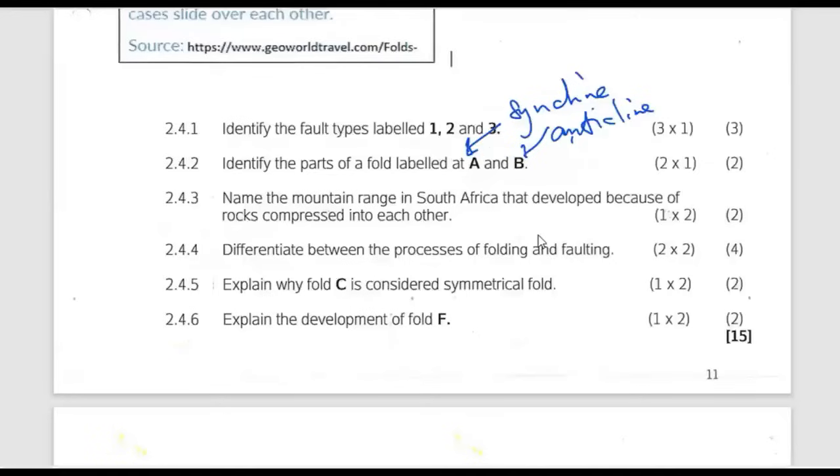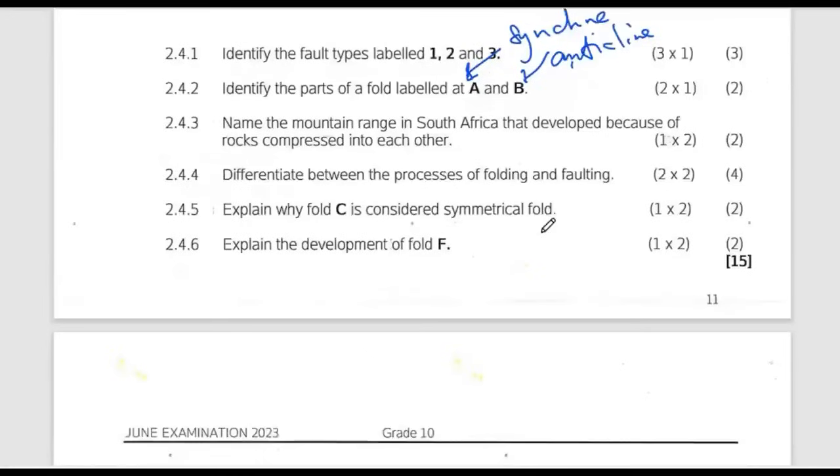Then name the mountain range in South Africa that developed because of rocks compressed towards each other. Right, we have a typically folded landscape in South Africa in the form of the Cape Fold Mountains. That is the typically folded landscape in South Africa, which is evidence of plate tectonics and the effect of folding and faulting happening on the Earth's crust.